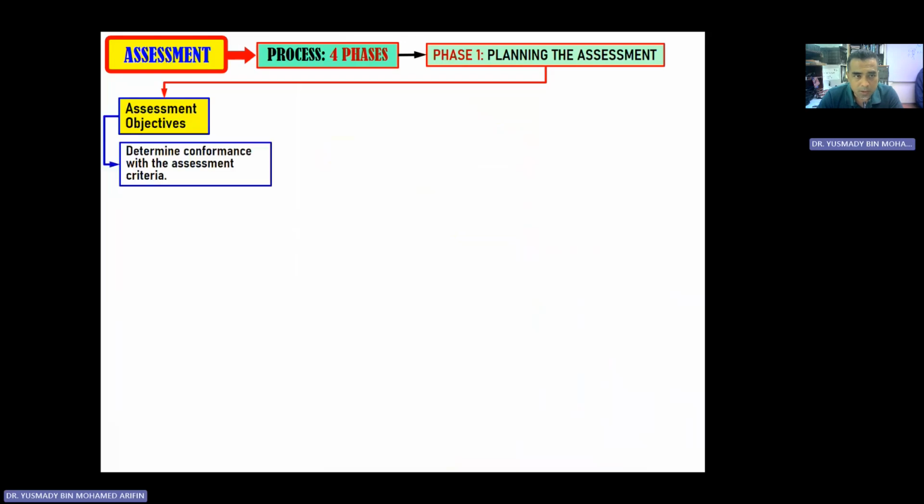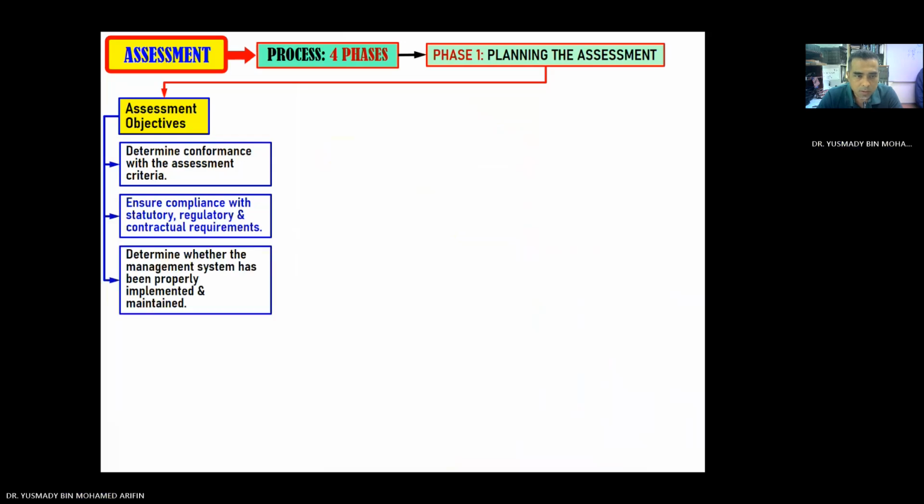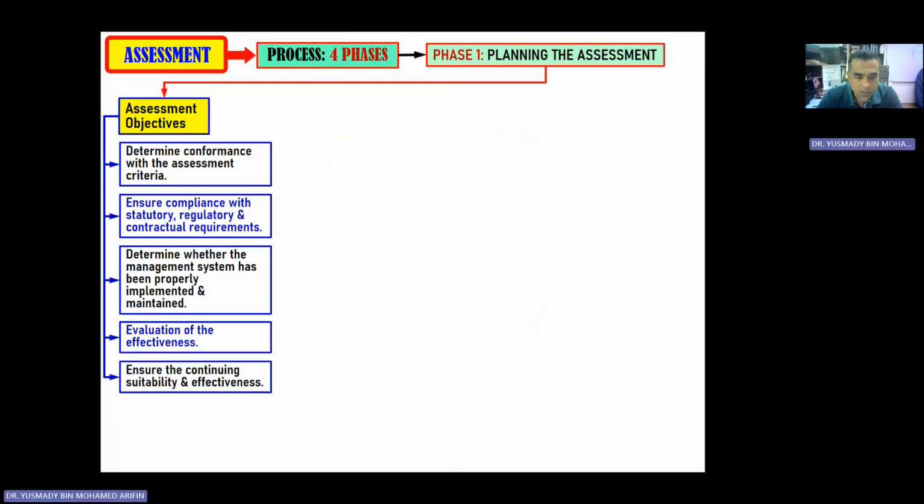Okay, under the assessment process, there are 4 phases. Phase number 1 is about planning the assessment. The assessment objectives: to determine conformance with the assessment criteria, ensure compliance with statutory, regulatory, and also contextual requirements, determine whether the management system has been properly implemented and maintained, evaluate the effectiveness, ensure the continuing suitability and effectiveness, and identify areas of potential improvement.